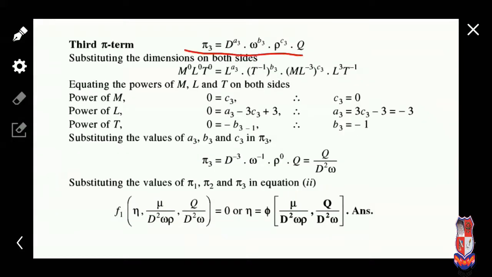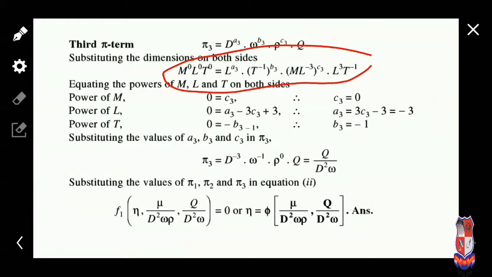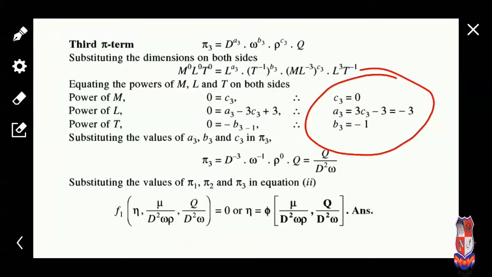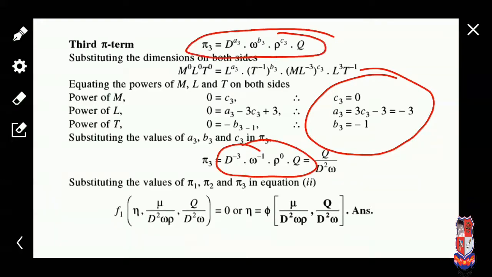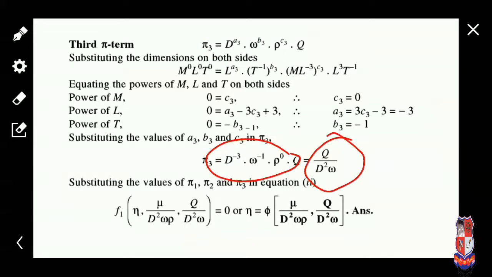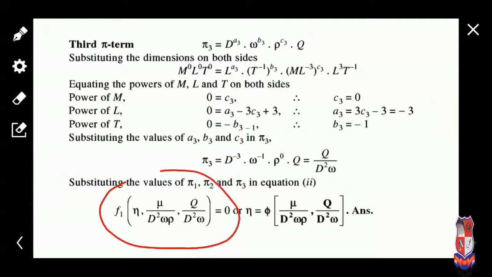Similarly, for the pi 3 term, write the pi 3 term variables in MLT form, compare the MLT on the left and right sides, and find the values of the arbitrary powers A3, B3 and C3. Write these values in the pi 3 equation and rearrange the variables according to power. So pi 3 is equal to Q upon d square omega. So we have found all three pi terms. The first equation is a function of pi 1, pi 2 and pi 3 equal to 0. Putting in the values of pi 1, pi 2 and pi 3, the function of efficiency, mu upon d square omega rho, comma, Q upon d square omega is equal to 0.